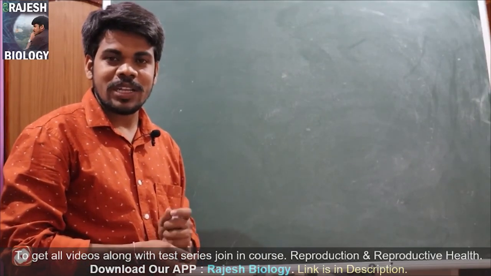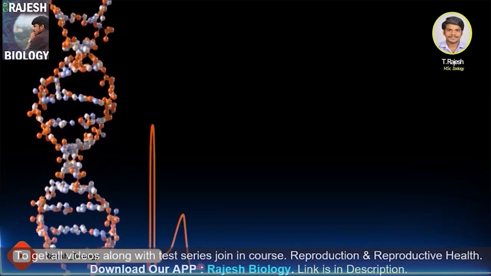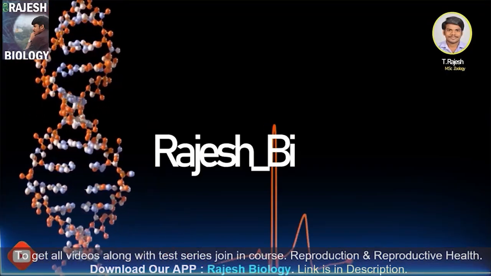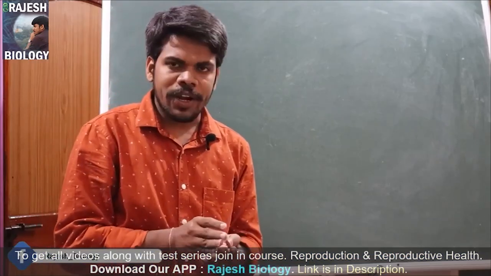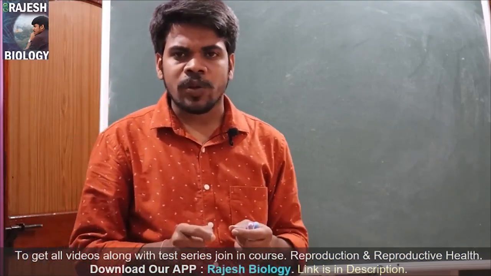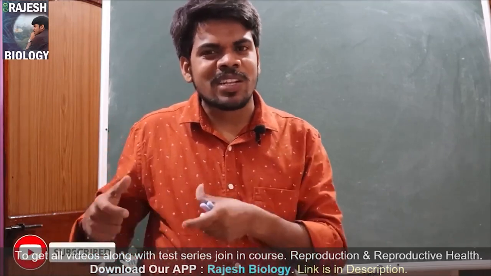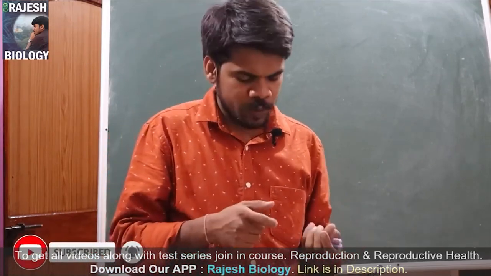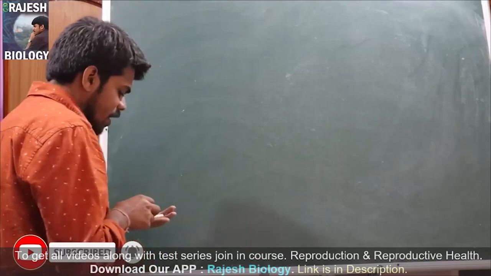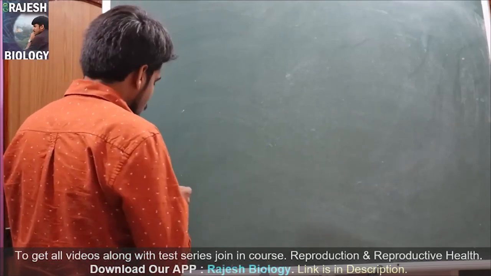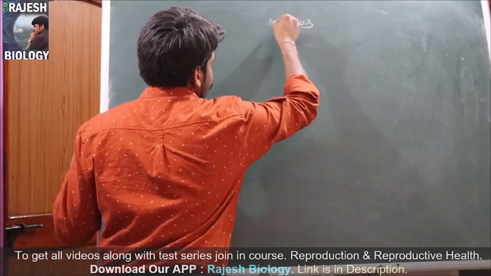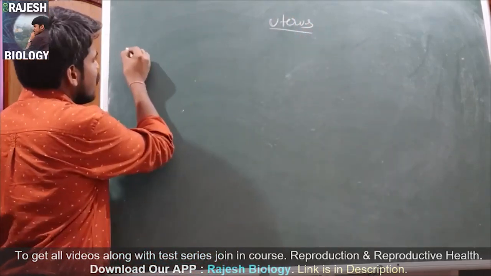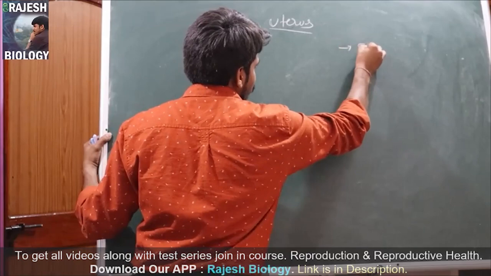Today our topic is uterus. We already completed the female reproductive system parts like the primary sex organs and fallopian tubes. They are paired structures. Come to the uterus. Uterus is single.